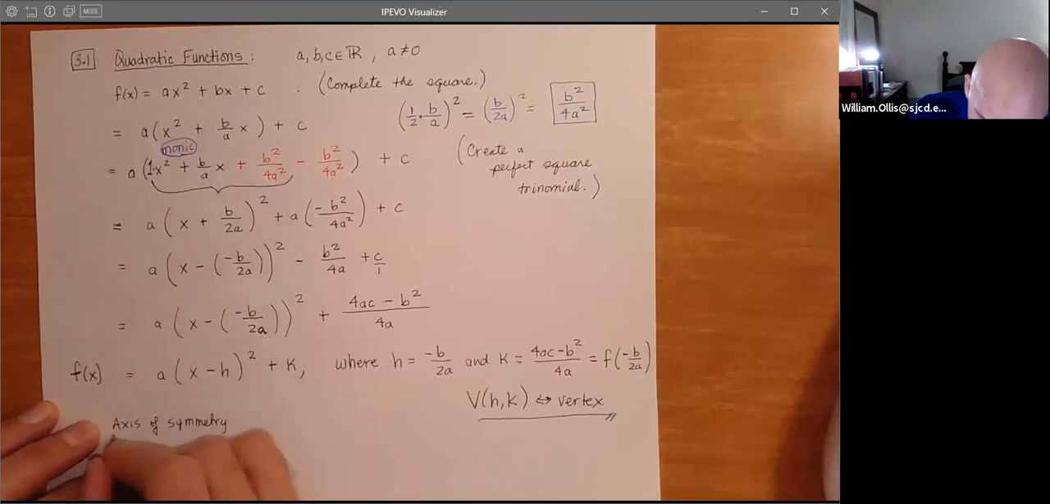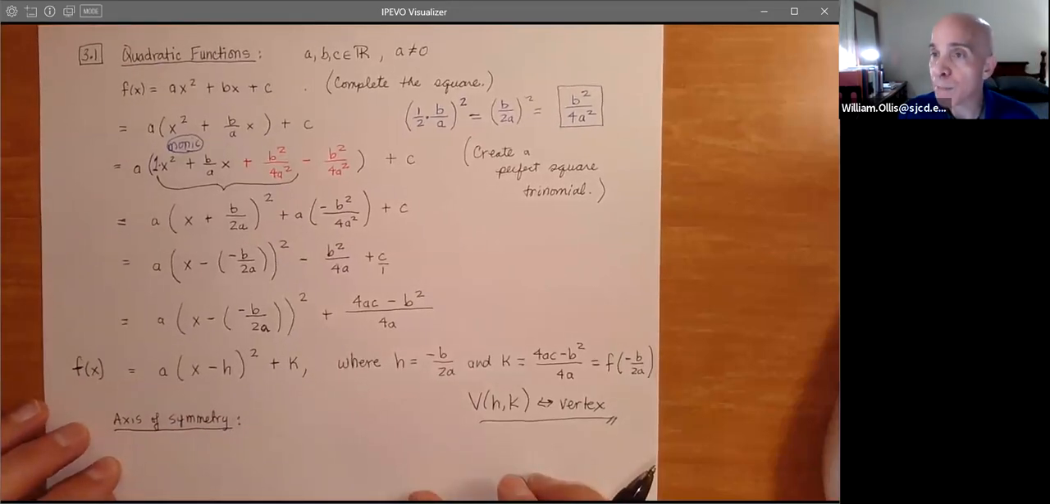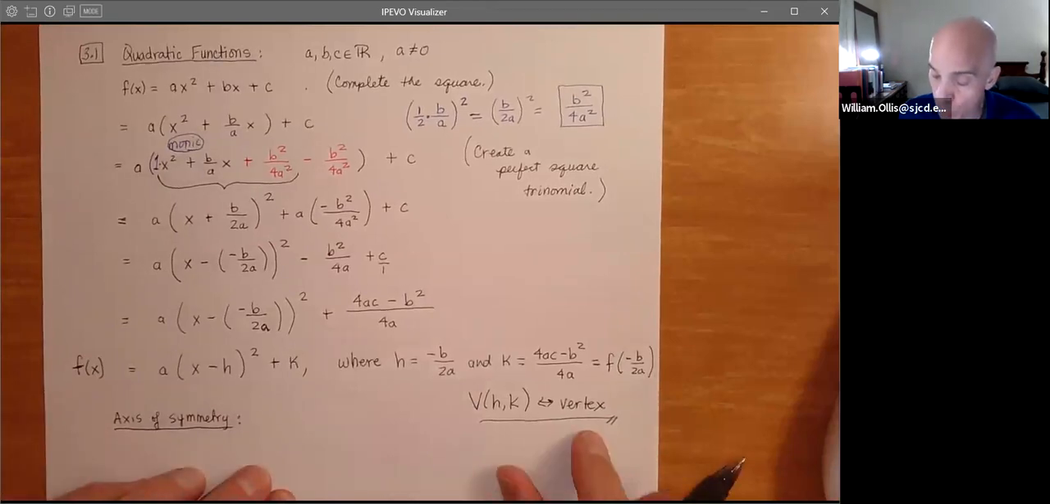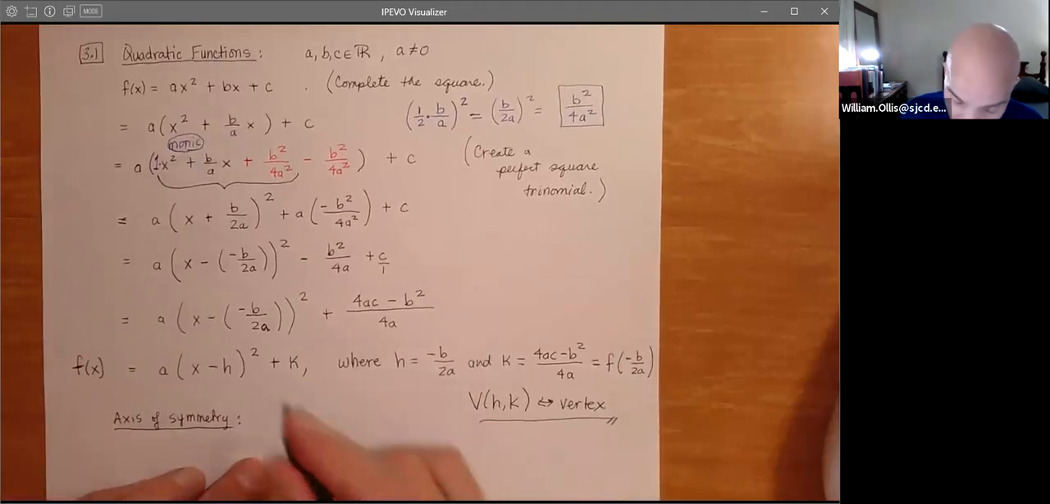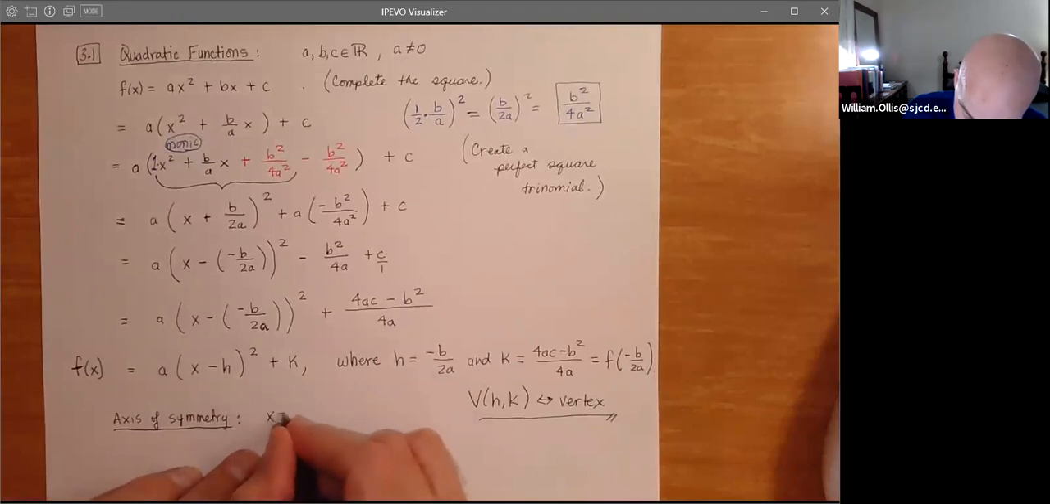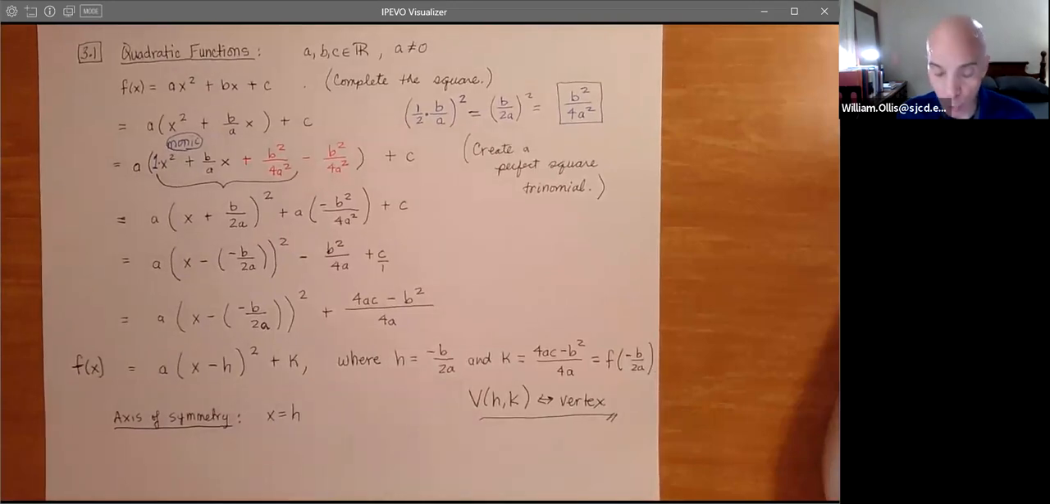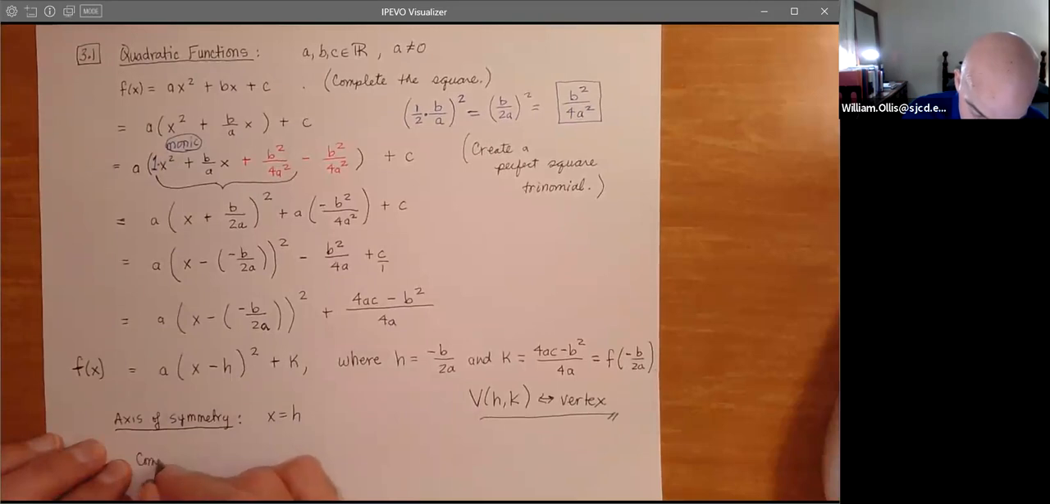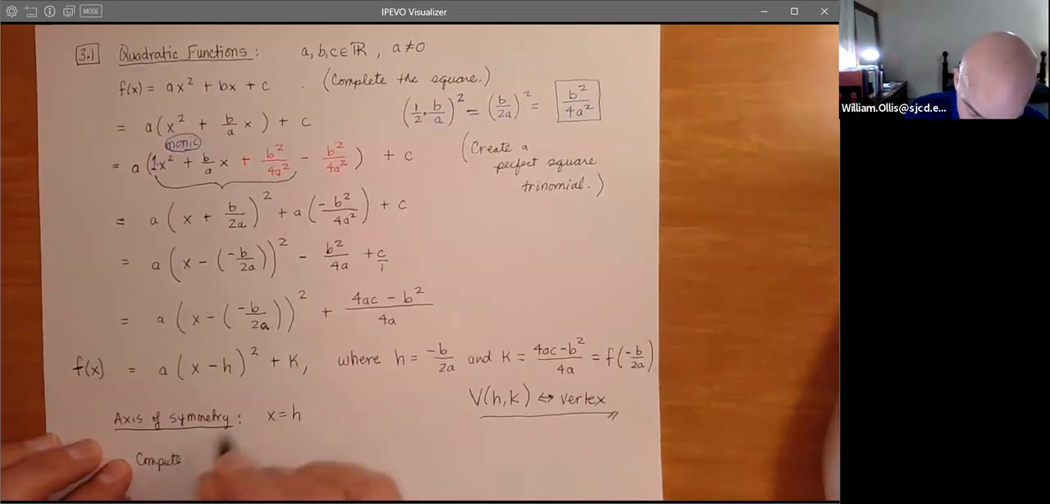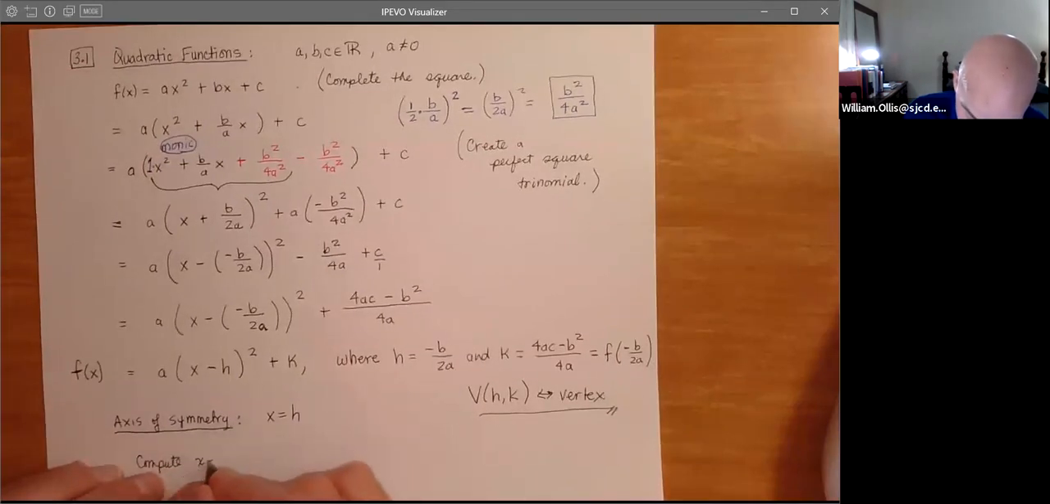The graph of the quadratic function will be symmetric relative to the vertical line that passes through the vertex, which is x equal h. This is the axis of symmetry. And then, of course, you're thinking, if we complete the square, that might make it a little bit easier to find x-intercepts, and we can compute, if they exist, x-intercepts.